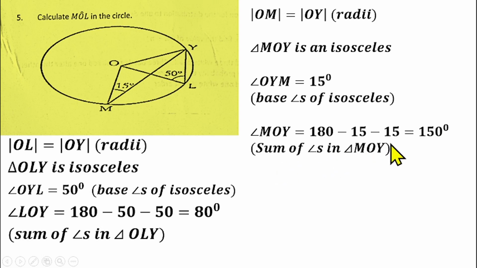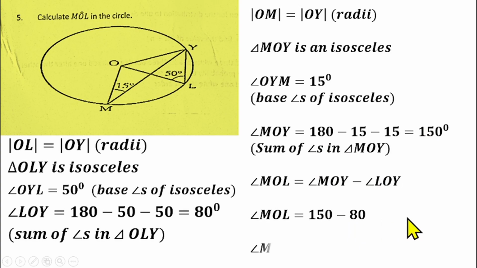Therefore, our aim is to find angle MOL, which is the small angle here. Angle MOL will be angle MOY, the whole angle here, minus angle LOY, which is the small angle here. We already have MOY, which is 150 degrees, and LOY is 80 degrees. So that will give us 150 minus 80, that gives us 70 degrees to be angle MOL.